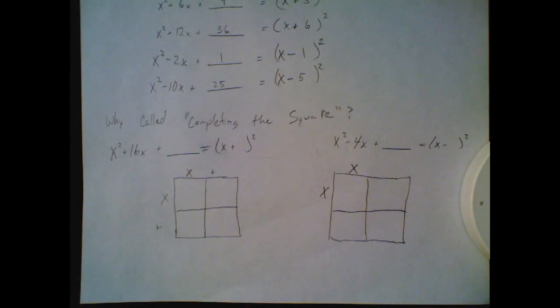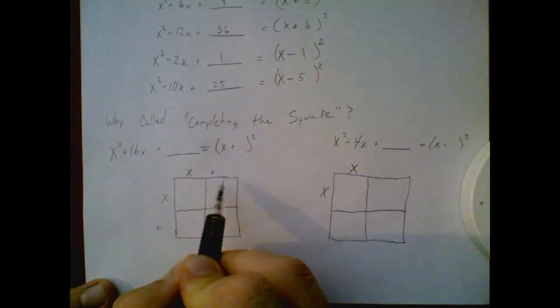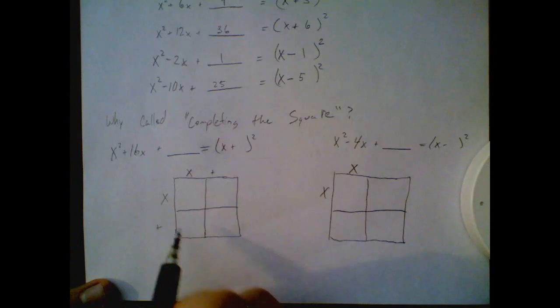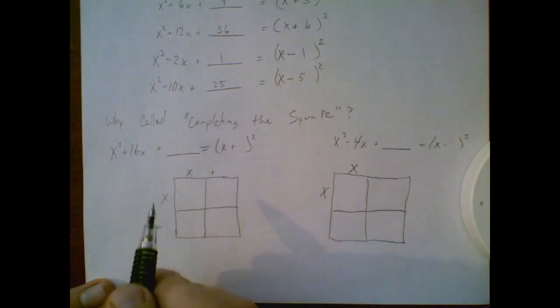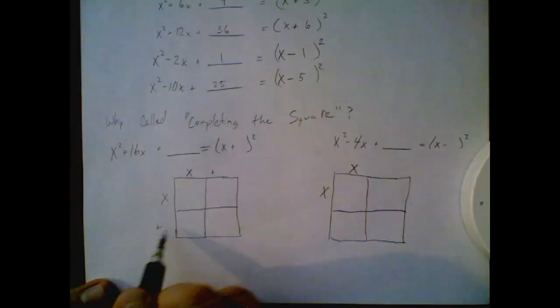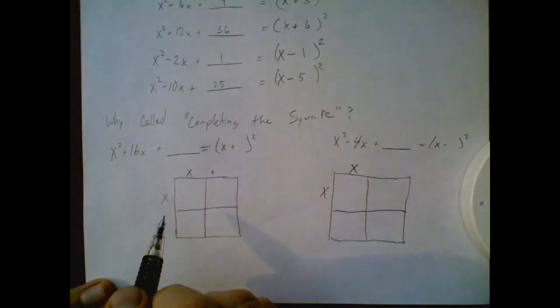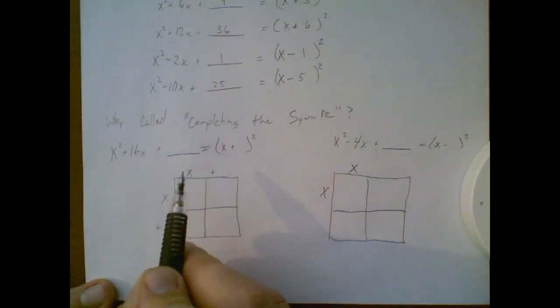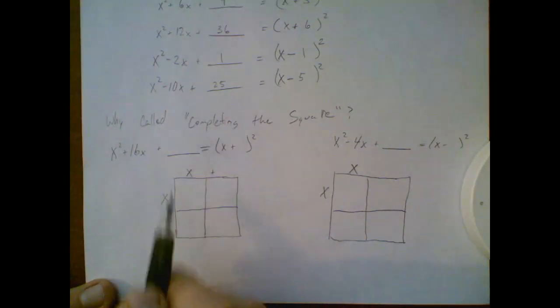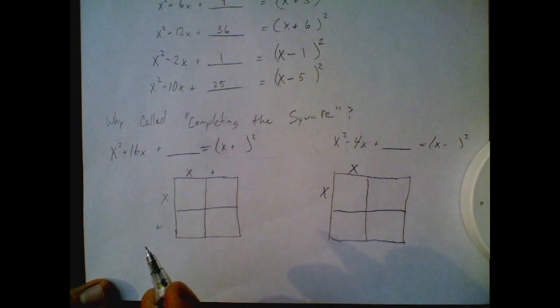Now, why is it called completing the square? Because that's kind of a weird name. And it kind of has to go back with multiplying factors. In order to be a perfect square, the side lengths have to be the same. So whatever this length is, that means this length has to be the same thing. That's by definition a square. If this was 5, this has to be a 5. If this was an x plus 50, this would have to be an x plus 50. They have to be the same thing.